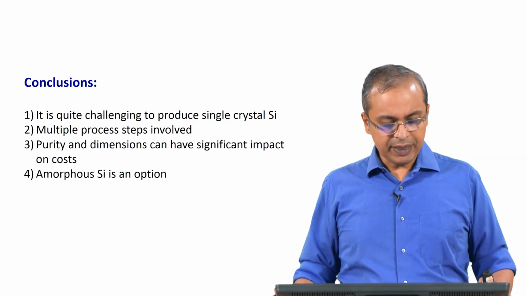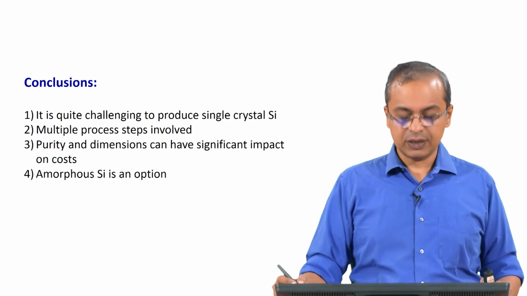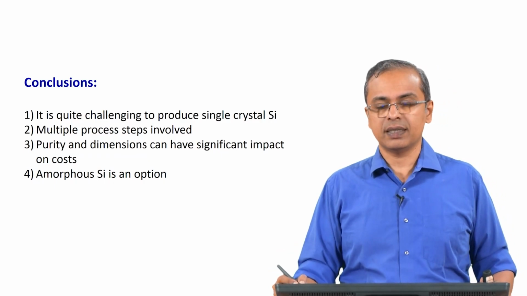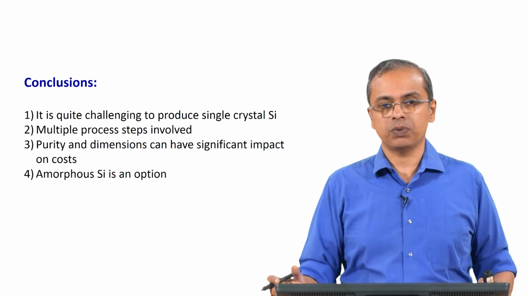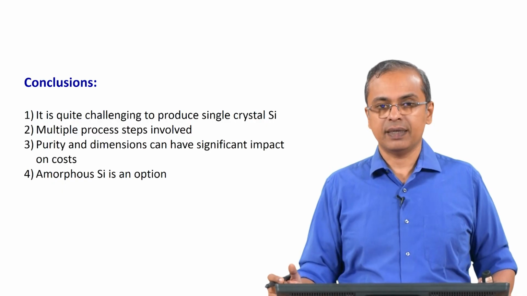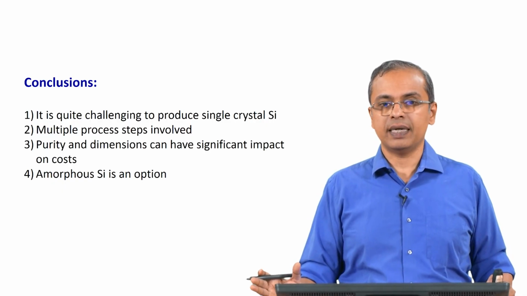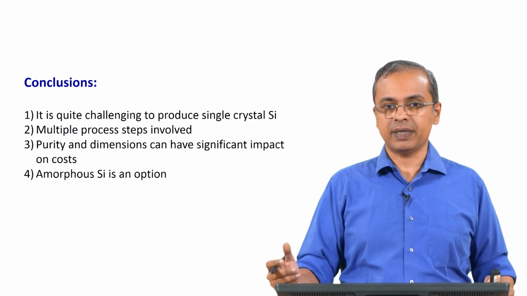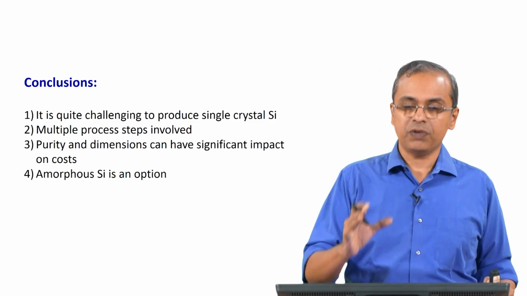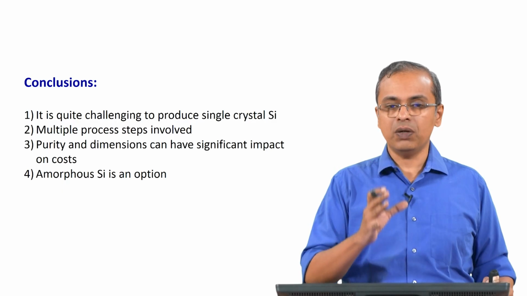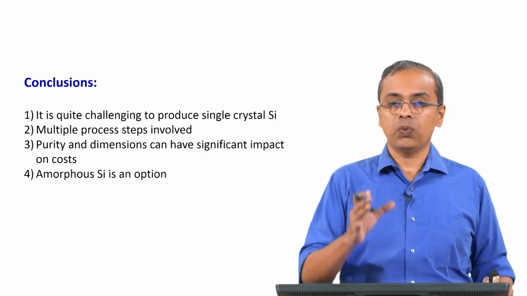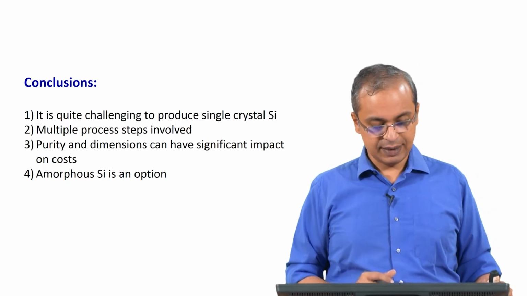So, in summary, our conclusions are these. It is quite challenging to produce a single crystal of silicon, but there are techniques that are there. Czochralski process is one, the float zone process is the other, and these are commercially being used in the semiconductor industry, but there is a lot of detail, primarily because you want a well oriented single crystal and you want very high purity. Those are the two major challenges that are there.